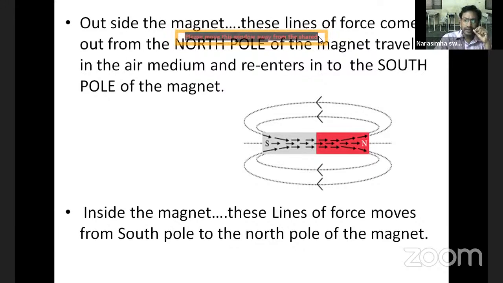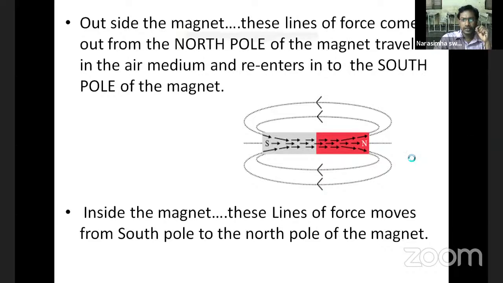I am repeating. Inside the magnet, the lines of force are moving from south to north, and outside the magnet they are moving from north to south. So this point is to be understood. Your answer will be correct if you say lines of force move from south to north and north to south, but you should mention whether it is inside or outside the magnet. Okay, so these are the points to be remembered.